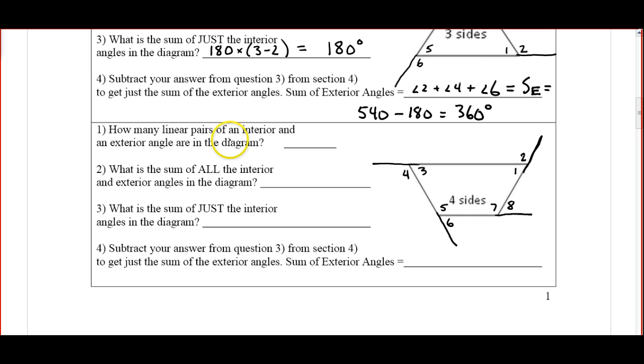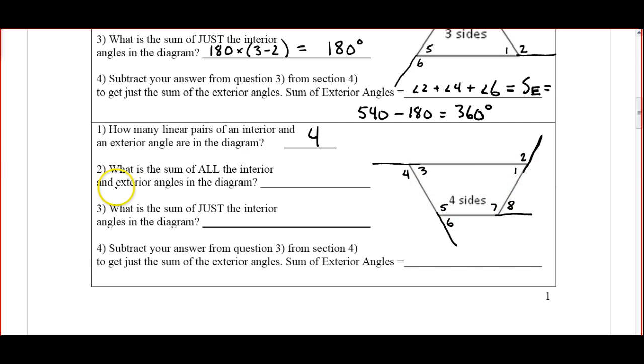Alright, so how many linear pairs of an interior and an exterior angle are in the diagram? If at this point you feel like you want to pause the video and work this out on your own, feel free. Then you can fast forward to the end of this little section to make sure you did it right. So we've got 1 and 2 is one pair, 3 and 4, 5 and 6, 7 and 8. So we have 4 linear pairs. Notice that the number of linear pairs matches the number of sides.